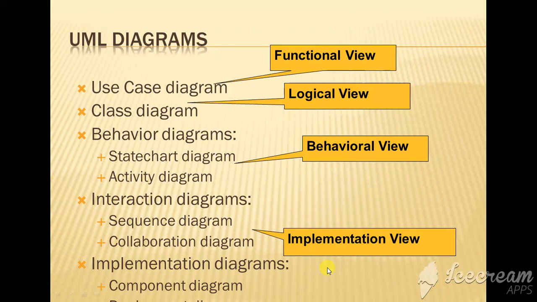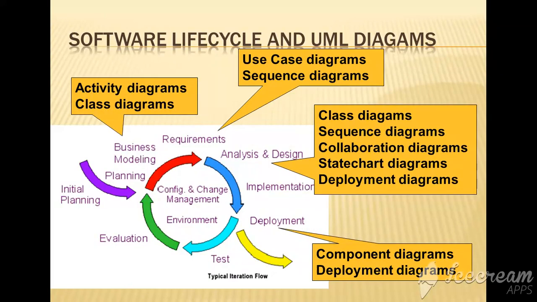So we start with the UML diagrams: the use case diagram, which is part of the functional view; the class diagram, which is part of the logical view; behavioral diagrams, which are part of the behavioral view, and we have a state chart diagram and activity diagram. Interaction diagrams, which are part of the implementation view, include the sequence diagram and collaboration diagram. Implementation diagrams include component diagrams and deployment diagrams.